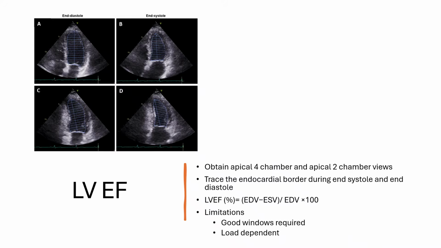The formula again is very similar, but instead of area, as for fractional area of change, use volume here. So end diastolic volume minus end systolic volume divided by end diastolic volume times 100.